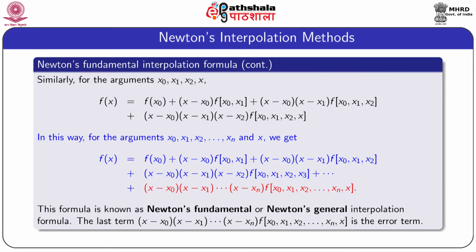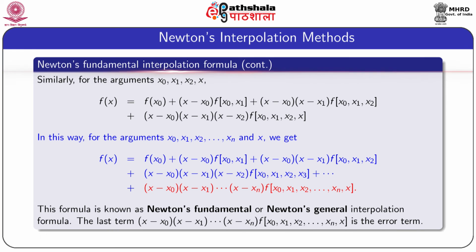So, in this way, for the arguments x0, x1 up to xn and x, we get f(x) equal to f(x0) plus (x minus x0) into the first order divided difference for the arguments x0, x1 and so on, and the last term is (x minus x0)(x minus x1) up to (x minus xn) into the divided difference for the arguments x0 to xn and x. So, this polynomial is called Newton's fundamental or Newton general interpolation formula.